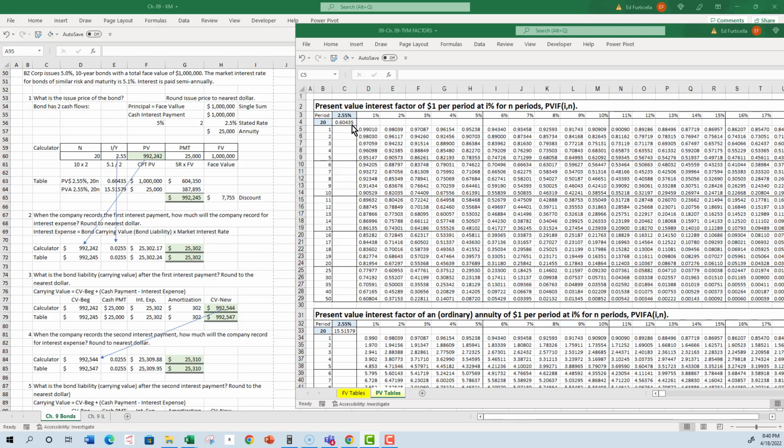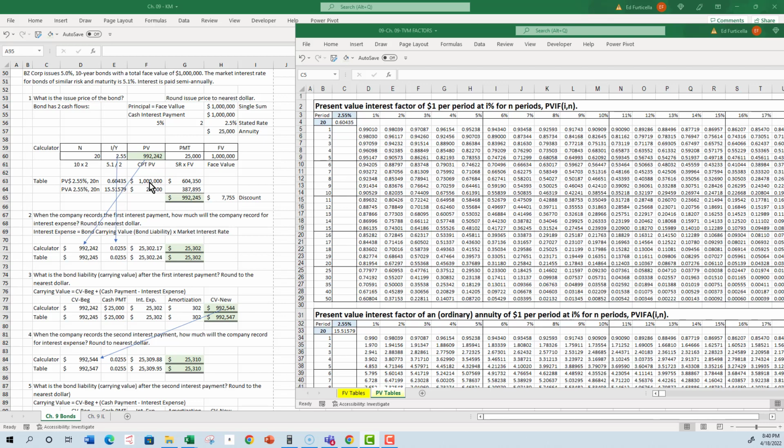We're going to go down to the present value of the annuity table and do the same thing. We're going to enter 2.55% and 20N. The present value factor for an annuity is 15.51579. To calculate the price of the bond, we're going to take the lump sum or future value amount of $1 million, multiply it by the present value of $1 of 0.60435, and we're going to get $604,350 for the present value of the face value.